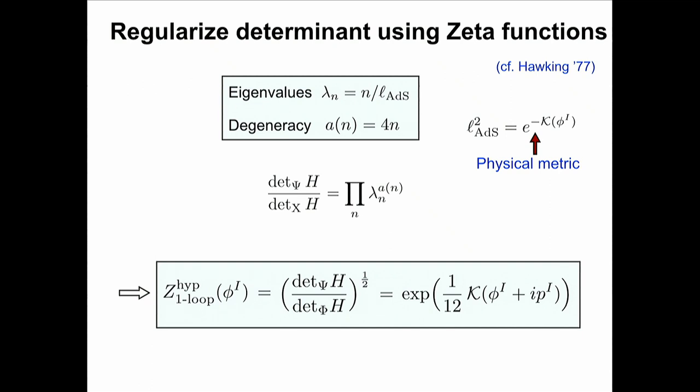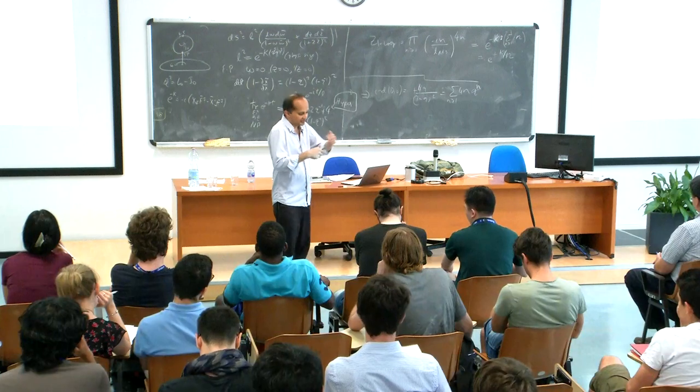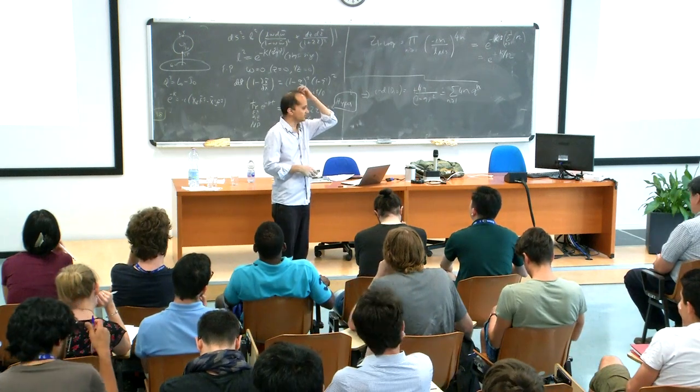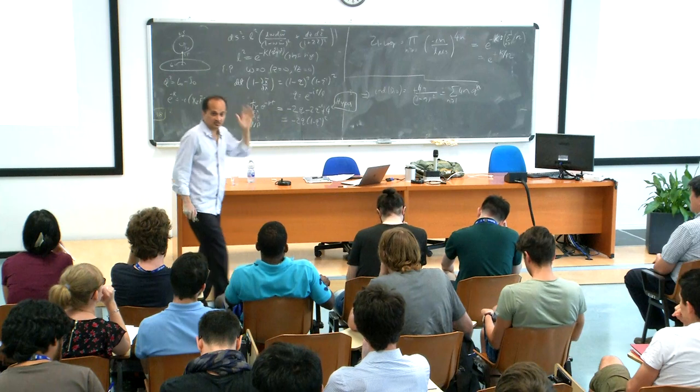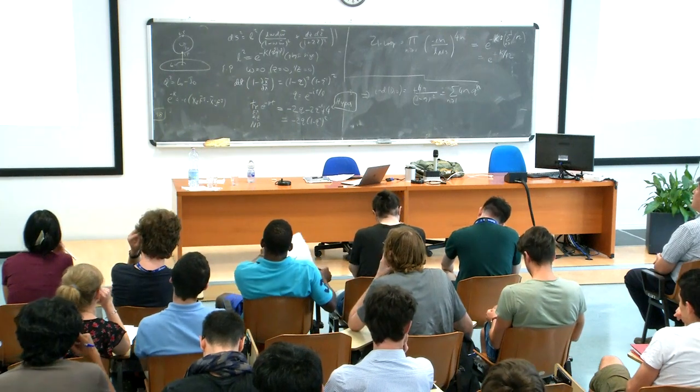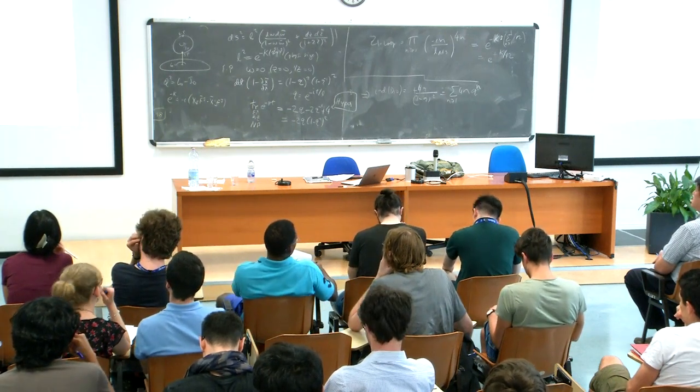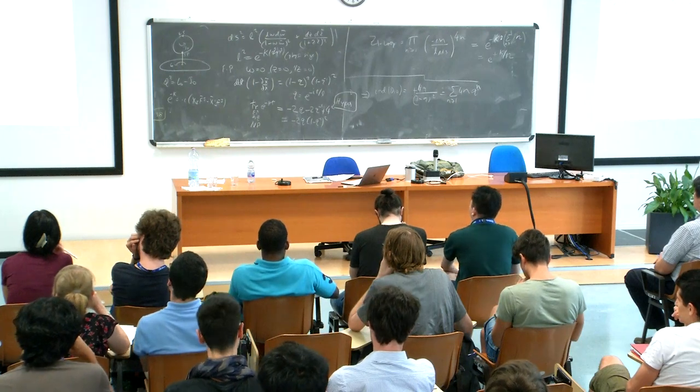Okay. Now the next question is, the next level of complication is you want to do this for the vector multiplet. Why is that a complication? And this is what I want to spend some time on. Why is that a complication? So the complication comes in the very first step.